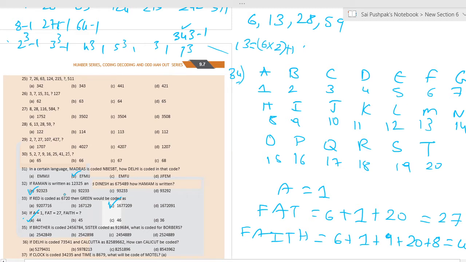Simple. So when they give you A as 1, every time you have to solve it like this only.